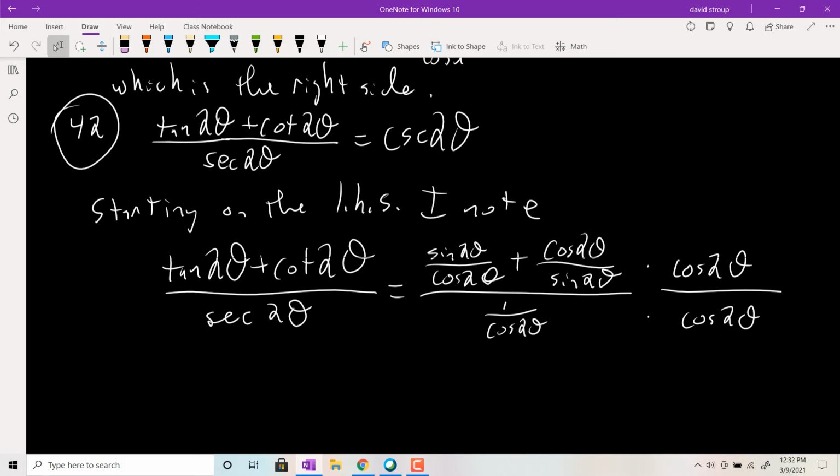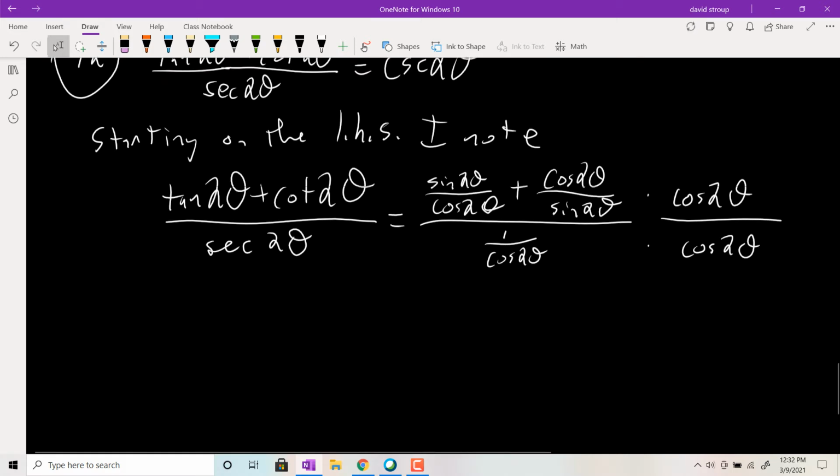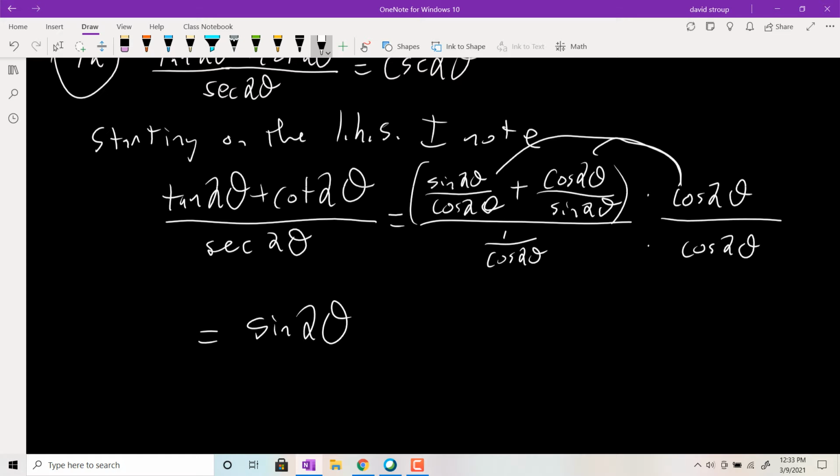Okay, so if I do that, it's going to clear out that denominator, because you'll end up with cosine 2 theta over cosine 2 theta, which is just 1. And I'll just be left with the numerator, right? So this will equal, after I distribute, so I'm going to distribute. In the first distribution, I get even more cancellation, right? Sine of 2 theta over cosine 2 theta times cosine 2 theta. The cosine 2 theta is canceled, and I'm just left with sine of 2 theta.